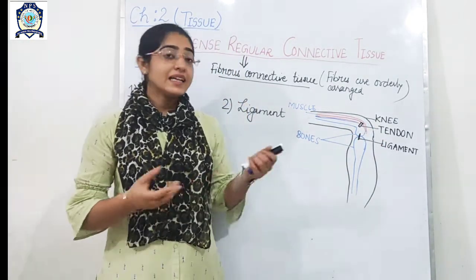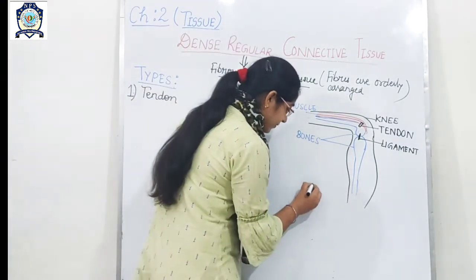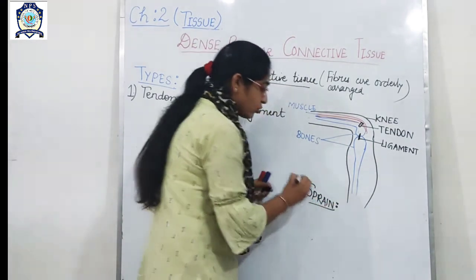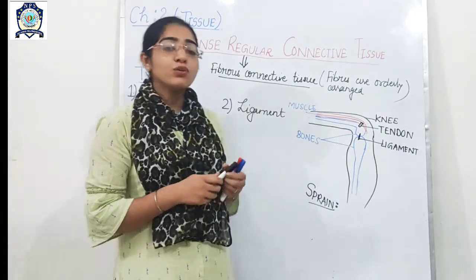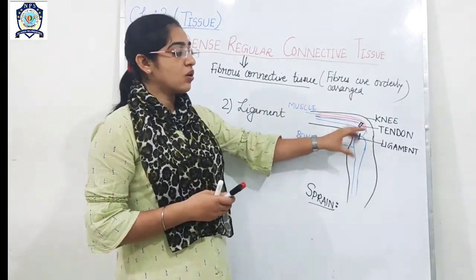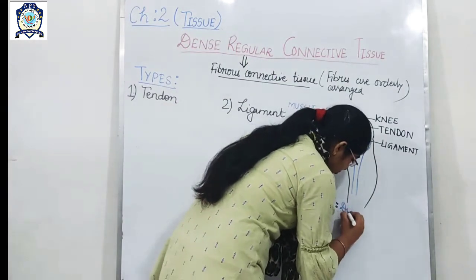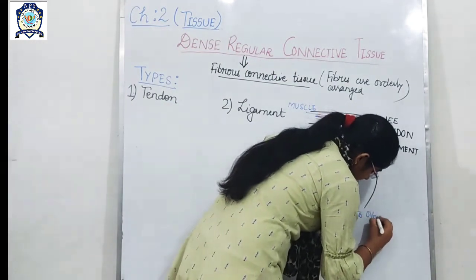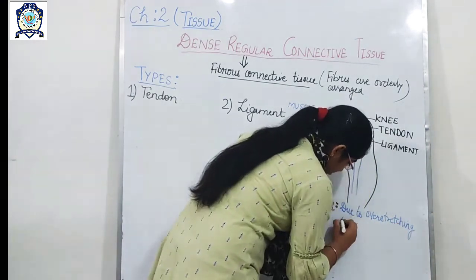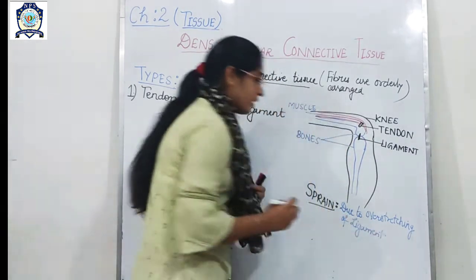And in your daily life you have heard one word, and that word is sprain. That is a very common word, sprain, which in Hindi you call moch aana. So why does a sprain occur? This is today's fact. Sprain is caused due to the overstretching of the ligament. Am I clear?